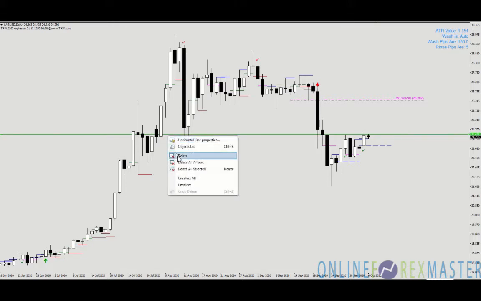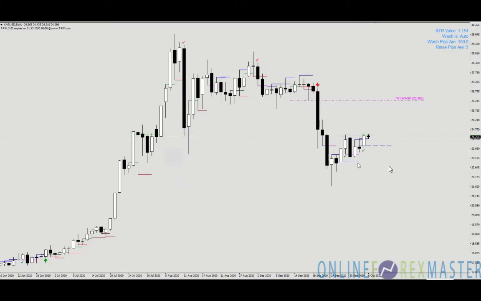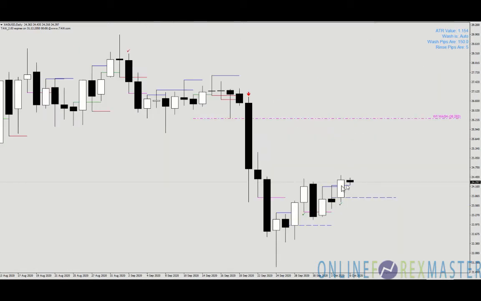So there will be two things for us to do. Number one, if you can see what's being mapped in the Tor here, you can see the blue lines. That's the breakout line. There will be only a bearish wash and rinse if price is to close below the blue line here. So this is the level that we need to take note of.